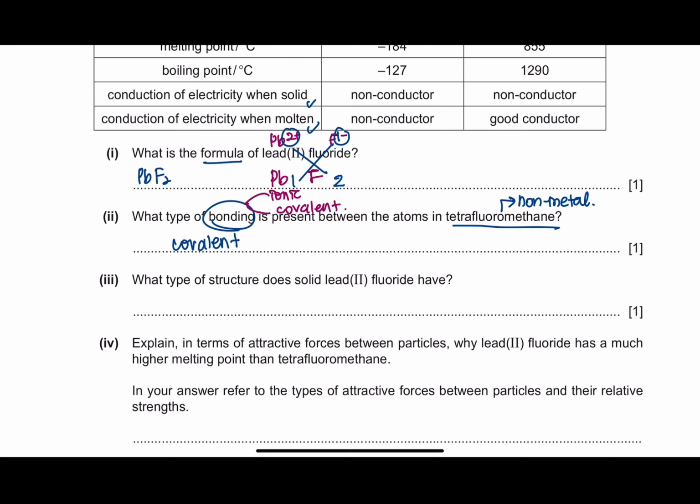Question 3. What type of structure does solid lead fluoride have? Solid lead fluoride is between a metal and a non-metal element. So the type of bond that they have is an ionic bond. However, the type of structure that they have is ionic lattice.